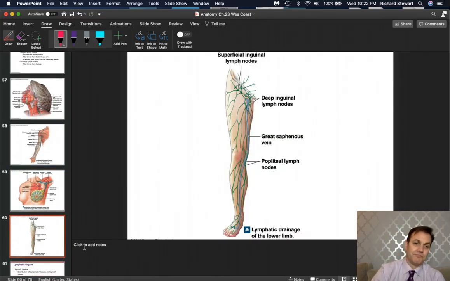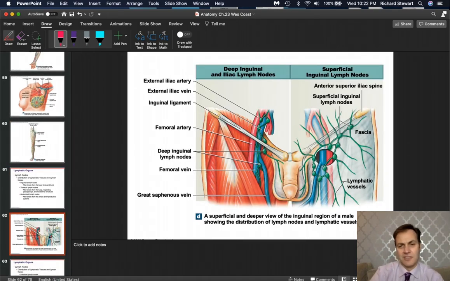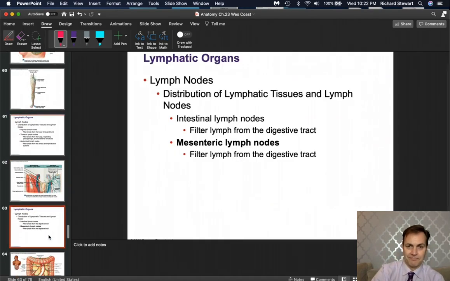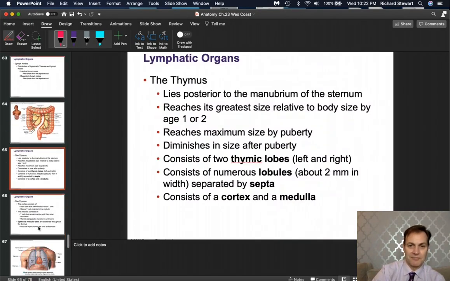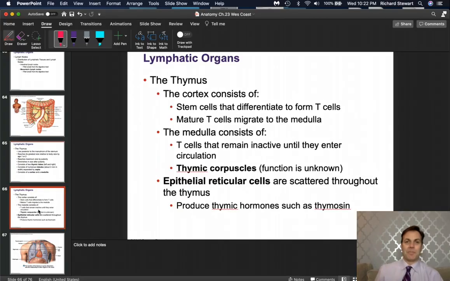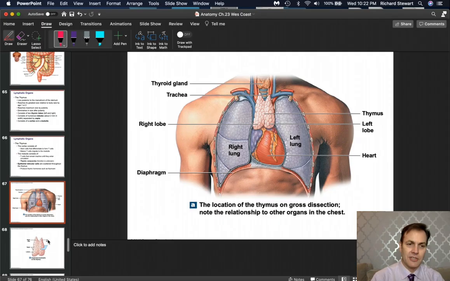Inguinal nodes. More inguinal nodes. Let's see, mesenteric. Don't worry about that. Pretty obvious, so digestive tract. Okay, let's talk about the thymus. Our thymus is going to be right above our heart, superficial, right under our mediastinum. Right and left lobe, I don't care if you know that stuff.